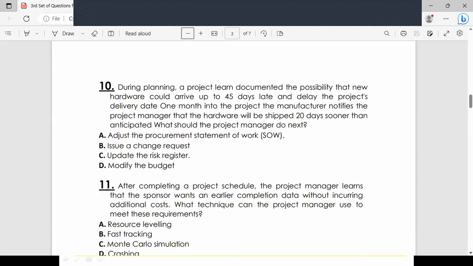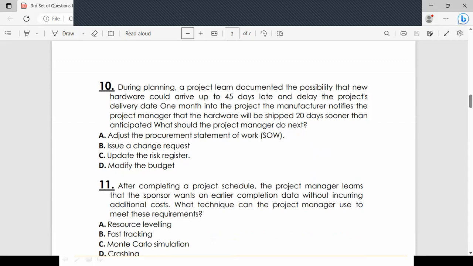During the planning, a project team documented the possibility that new hardware can arrive up to 45 days late and delay the project delivery date. 1 month into the project, the manufacturer notifies the project manager that the hardware will be shipped within 20 days sooner than anticipated. So what should the project manager do next? He has to issue the change request, or he has to update the risk register, or he should modify his budget, or he should adjust his procurement statement of work.